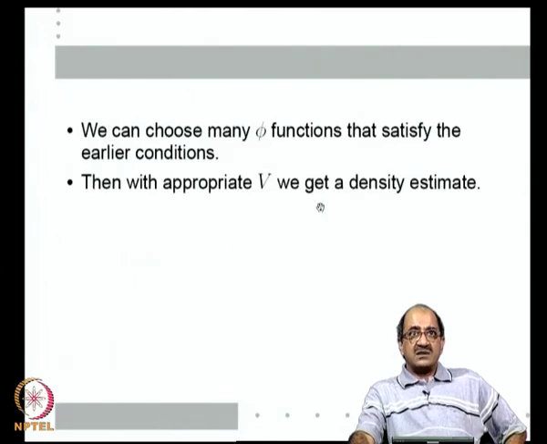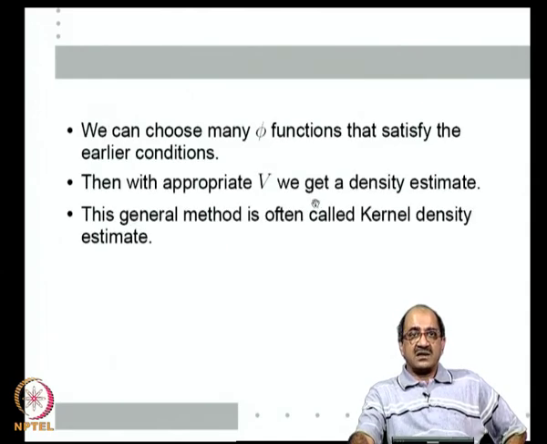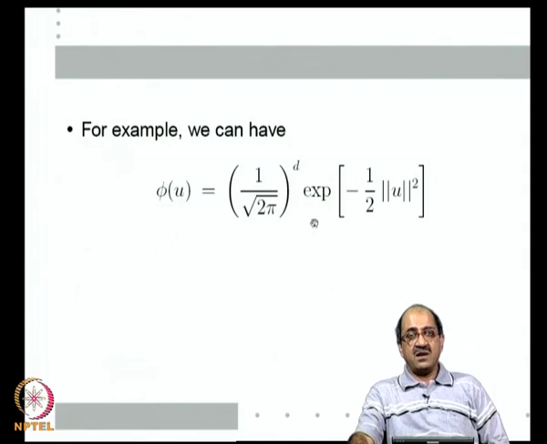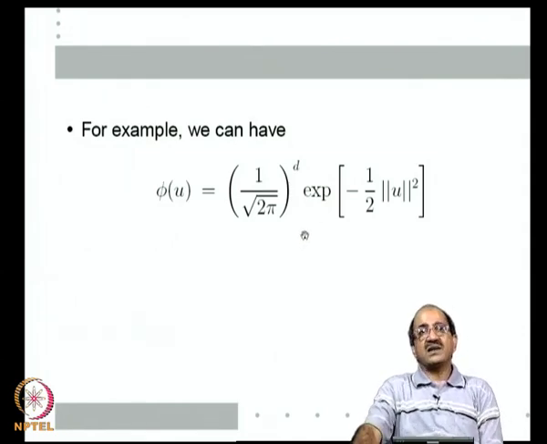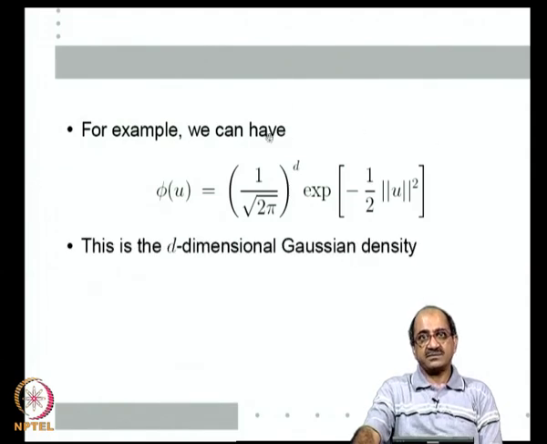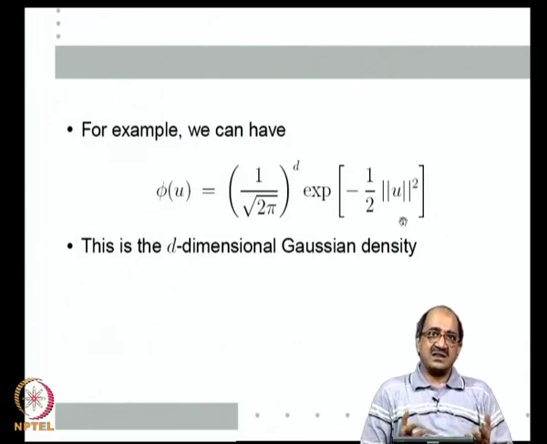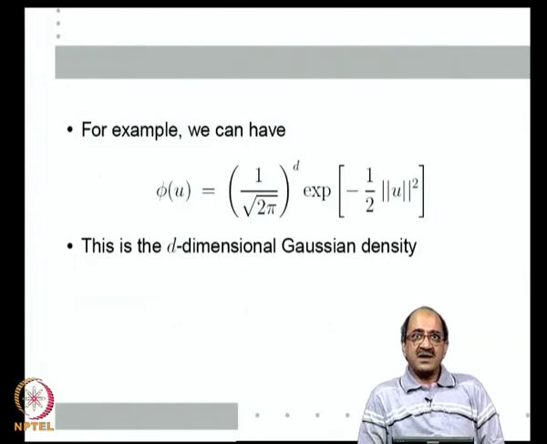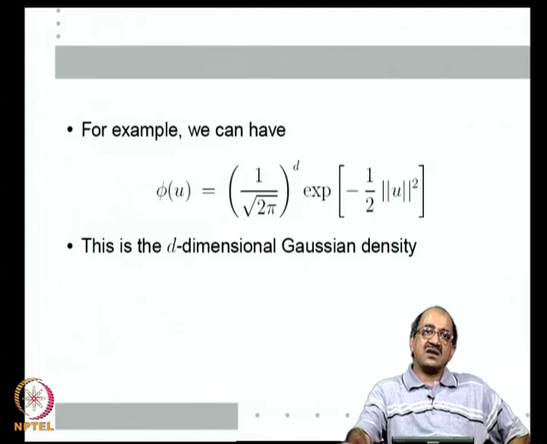For example, we can see at least one other phi function. Essentially we wanted phi to be a density. So, for example, I can choose phi to be the Gaussian density. This is the d-dimensional Gaussian density, 1 by (root 2 pi)^d times exponential of minus half norm u squared. This is essentially a product of d one-dimensional Gaussian densities. So, this is a Gaussian kernel or a Gaussian window.